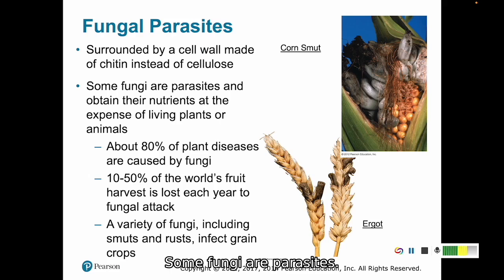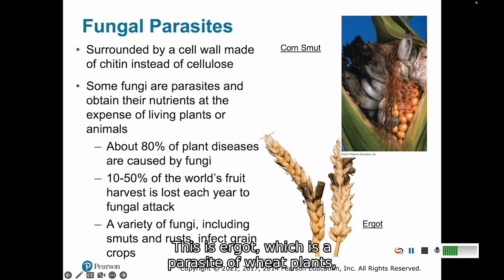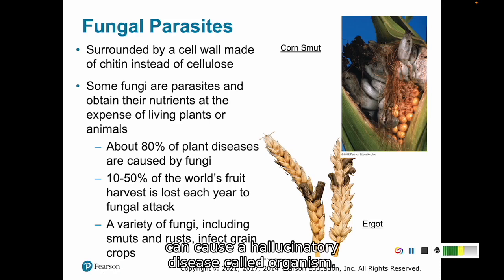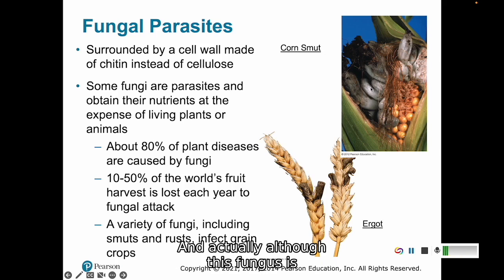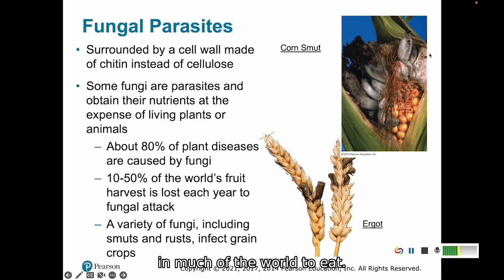Some fungi are parasites. Here, this is ergot, which is a parasite of wheat plants. It can cause a hallucinatory disease called ergotism. This is a fungus growing on corn, which produces corn smut. And actually, although this fungus is technically parasitizing the corn, smut is actually a delicacy in much of the world to eat. So you would pay a pretty penny to be able to eat that.